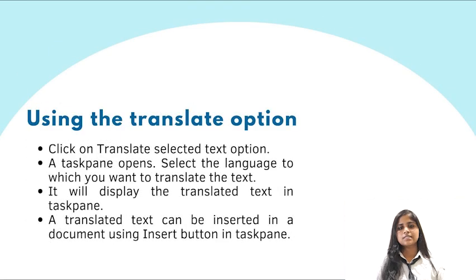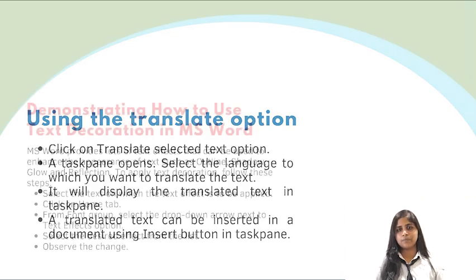Coming to the next, click on the Translate Selected Text option. Then a task pane opens. Select the language to which you want to translate the text. It will display the translated text in the task pane. And lastly, the translated text can be inserted in a document using the Insert button in the task pane.